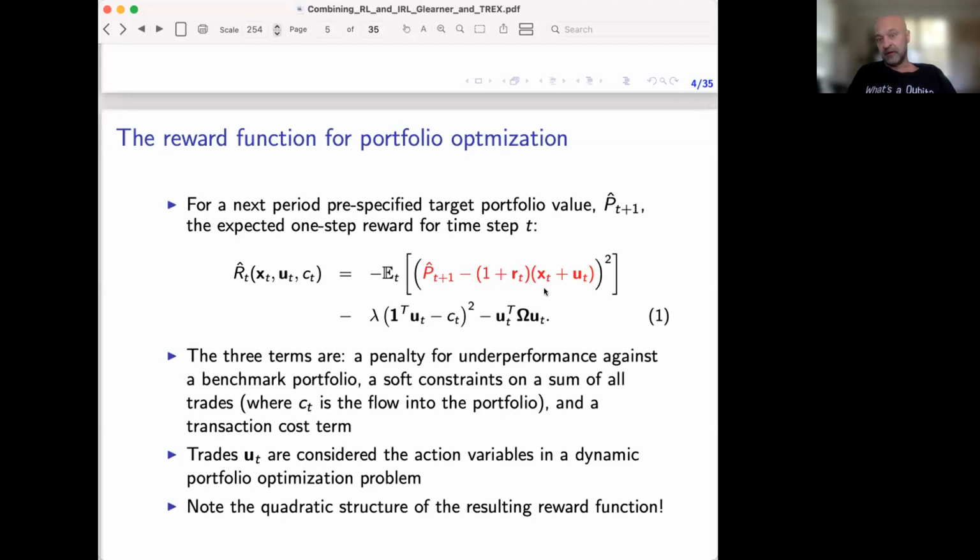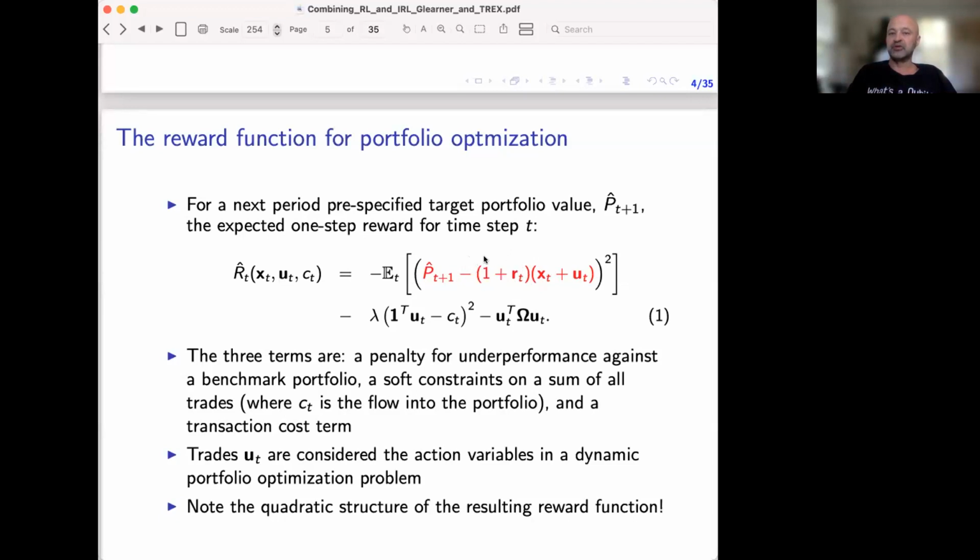This term describes a mismatch between your next step portfolio value and some reference portfolio value P hat, which is shown here. So what is what here? If X_t stands for the initial dollar value of all positions, then instantaneously at the beginning of the time interval t plus delta t, the new value will become X_t plus U_t, right? And then it grows with the stochastic interest rate R.